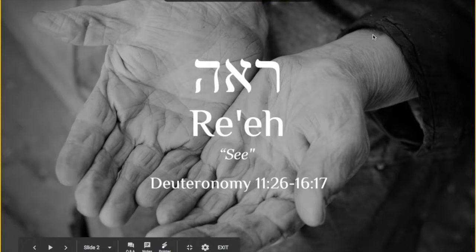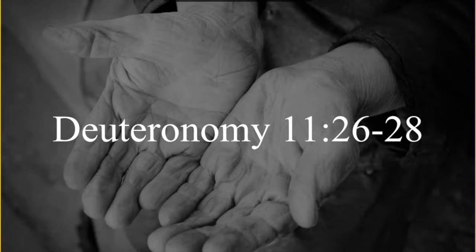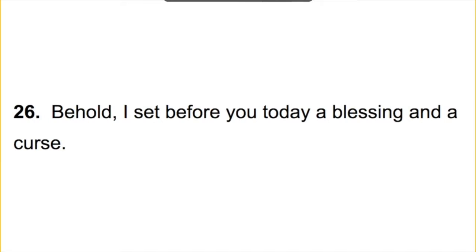Okay, so this week's Torah portion is Re'eh, which means see, and it's found in Deuteronomy chapter 11, verse 26 through 17. We'll just be going over the first few verses, verses 26 through 28. And this is the English. We'll read that first. Behold, I set before you today a blessing and a curse.